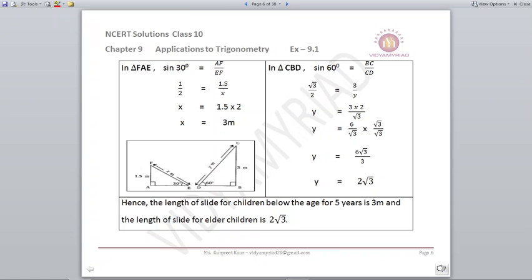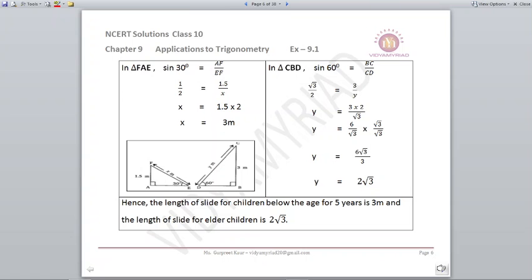Similarly, if you take the big triangle, there also the perpendicular you have with you. You can find out the hypotenuse using sine again. So sine 60 is equal to BC upon CD and the sine 60 value is root 3 upon 2, which is equal to 3 upon y. On solving, you get y is equal to 6 upon root 3. So root 3 should not be there in the denominator. So we will rationalize and reduce it to its lowest term. Y comes out to be 2 root 3.